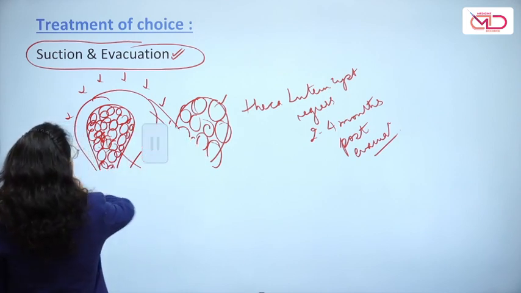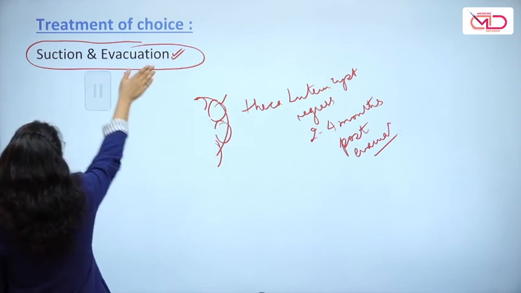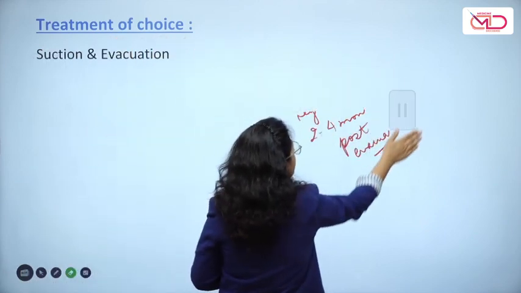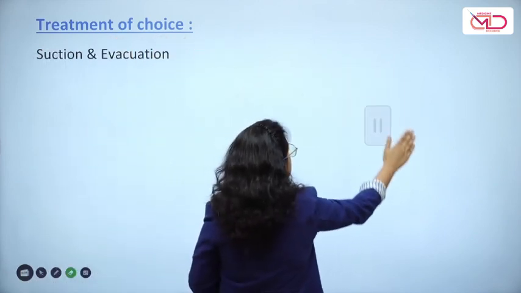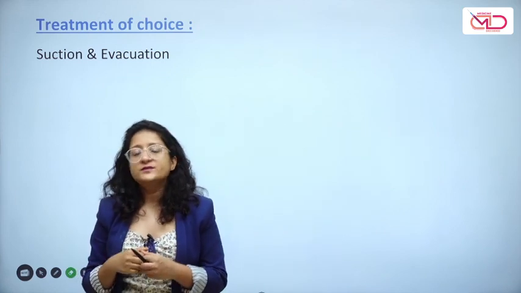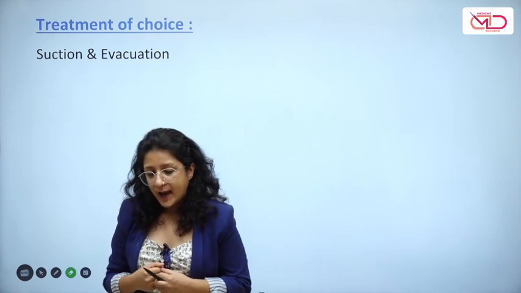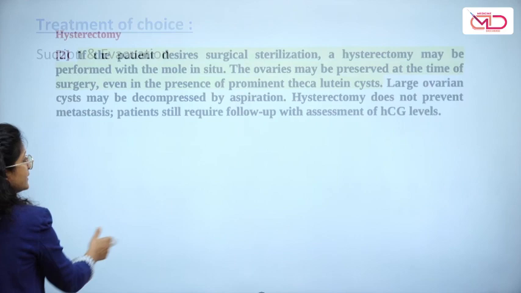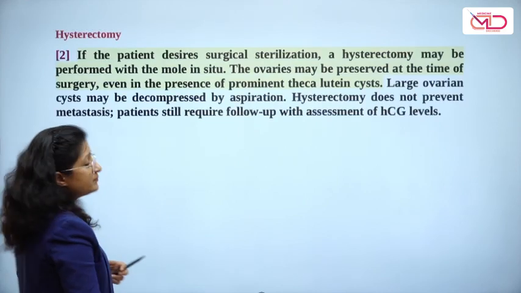Now, some of you might argue, and it has often been argued, that what if it's a woman who has completed her family, she is more than 40 years of age, and she does not need any more children. In that circumstance, can we do a hysterectomy straight away? Why not? Let's just get rid of her uterus. I mean, does that make sense to you?